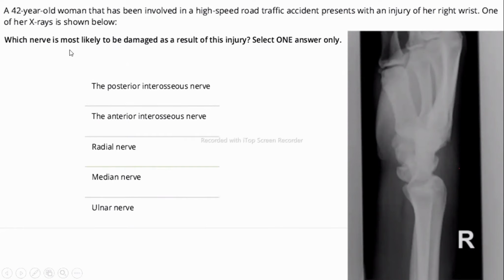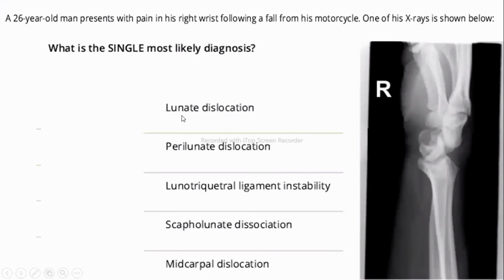Same X-ray. Which nerve is most likely damaged? Median nerve. Excellent. Now the cup is in the same alignment, right? Yes, it's very obvious here. The lunate. What about other bones? If you draw a line here, dorsal, and the line here, it will be dorsal displacement, so perilunate dislocation. Clear?